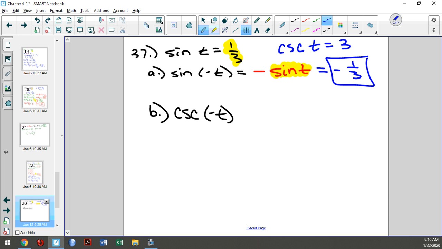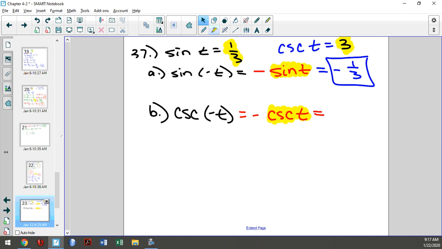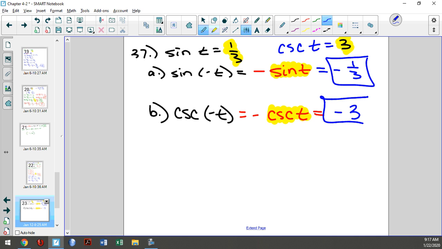Okay, on page 263, what is the cosecant of negative t equivalent to? Negative cosecant of t. So do I know what the cosecant of t is? I do know what the cosecant of t is because we wrote that down up here, and all we have to do is a simple plug and chug, and that's negative 3. Do we understand that problem, yes or no? We good? Okay, same exact concept.